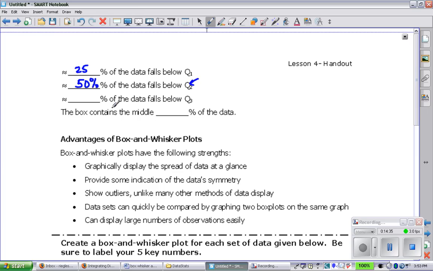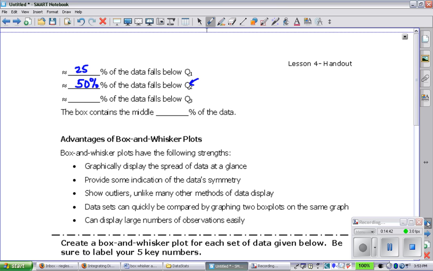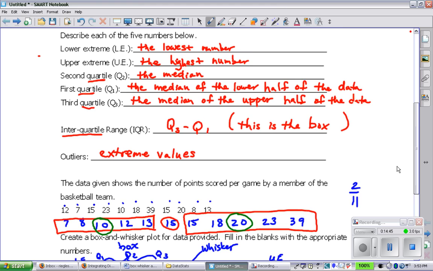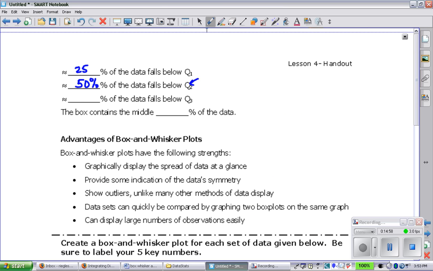All right, and third, what percent of the data will fall below the third quartile? Well, again, there are 1, 2, 3 sections below or to the left of Q3. Each of those represents a fourth or 25%. So that means that 75% of the data falls below Q3. Again, it's not exact, but it just gives you an idea.